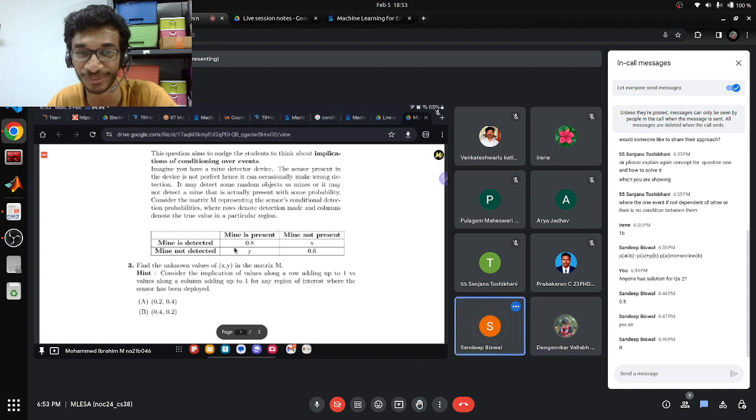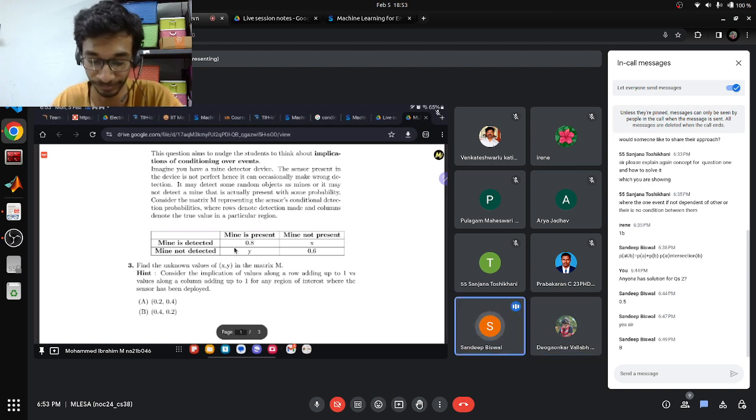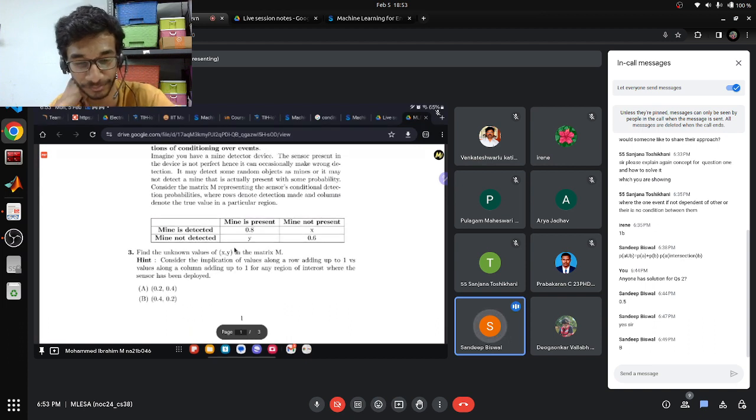Yes, sir. So that doesn't quite make sense, right? For any random region you are testing, there is no guarantee that the region should have a mine. Sir, we can take a test case that if a mine is present, and the two subsidiary cases are mine is detected and mine is not detected.